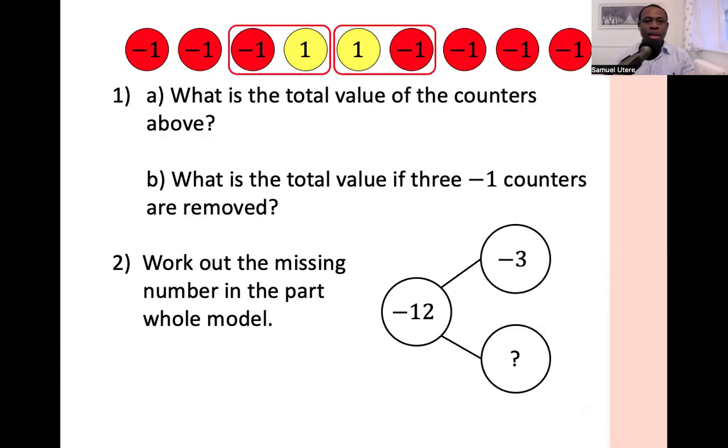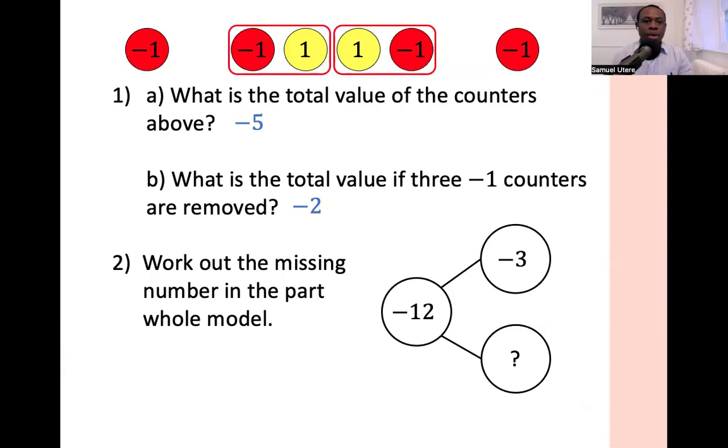So for the first one, you ask, what is the total value of the counters above? Well, remember, when working with counters, we learned about zero pairs. So you can see here that we have these pairs as zero pairs. So they're essentially zero, which means that our answer should be -5. Next, you ask, what is the total value if three negative counters are removed? So if we remove three negative counters like this, our answer will be -2.